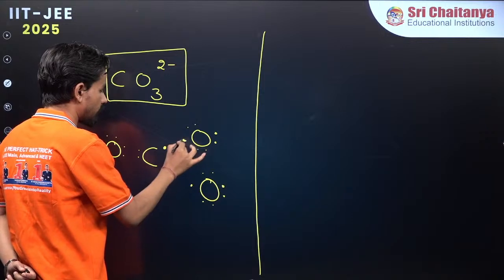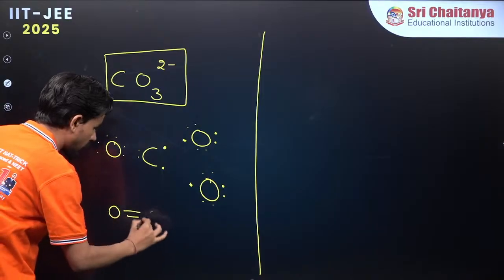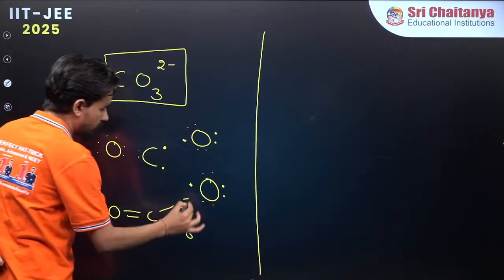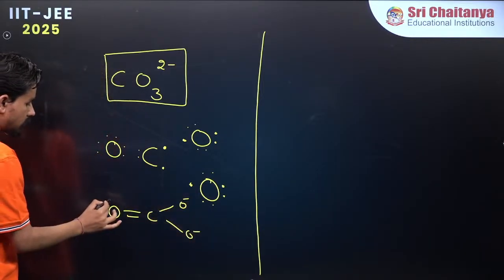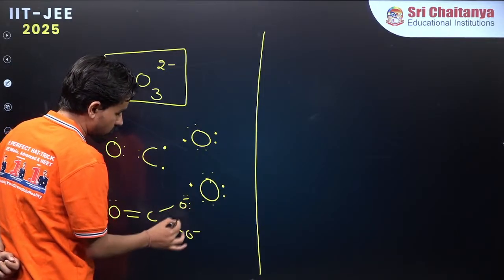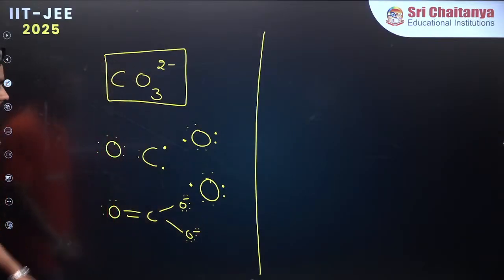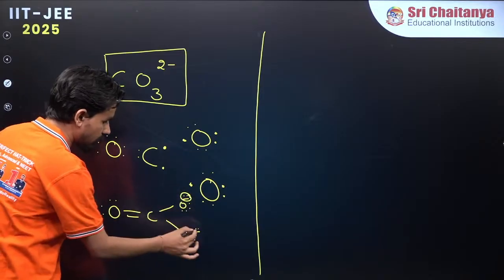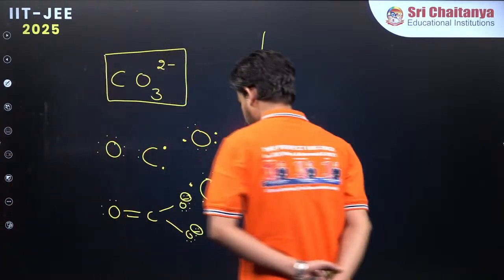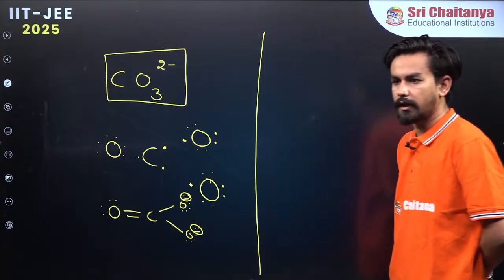See, 1-1 bond only. And if you see its structure, it will be oxygen double bond carbon, single bond oxygen, single bond oxygen. And here it will be negative and negative. This oxygen will have 1, 2, 3, 4. And this oxygen will have, this means 2, this means 2, this negative means 2. Negative means 2 electrons, I am just showing it like this. And you can see all of them have a complete octet. All of them have got 8 electrons.